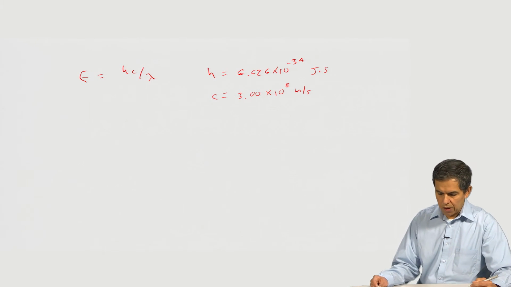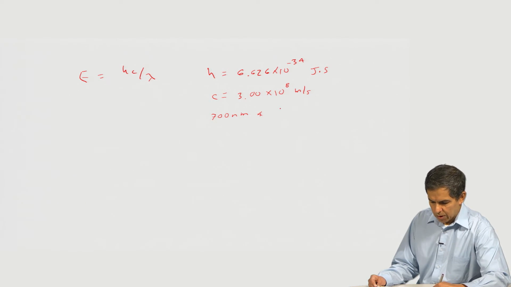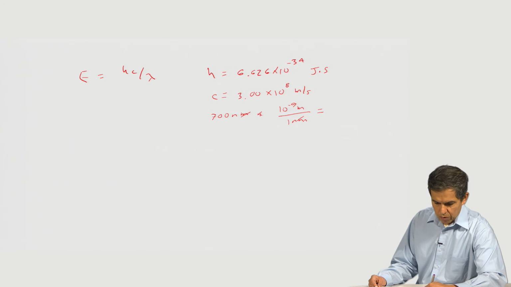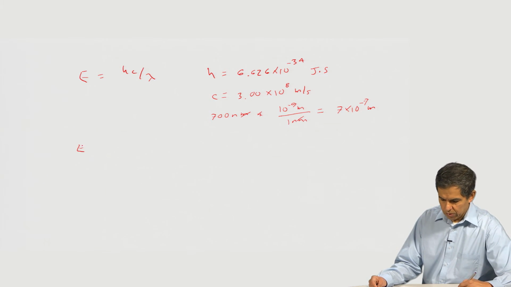And we also will need to convert 700 nanometers to meters. And we know that 1 nanometer equals 10 to the minus 9 meters. So this number is 7 times 10 to the minus 7 meters. So what we will do then is replace those values in the equation.